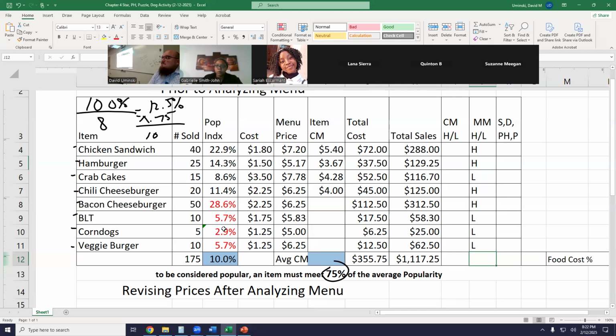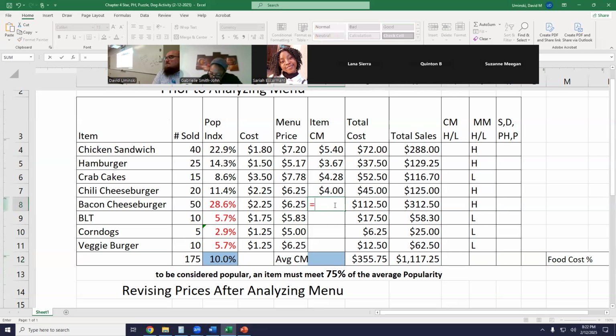Second half is our contribution margins. Okay. Our contribution margins, remember, equals our menu price minus our cost. $4. Everyone look up at this again one more time. I can do equals 6.25 minus 2.25. It'll give me $4. Okay.